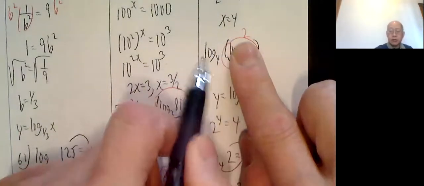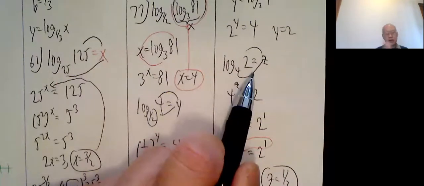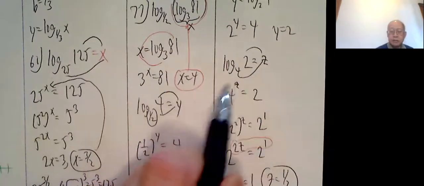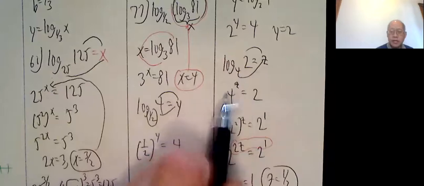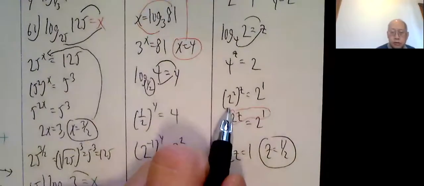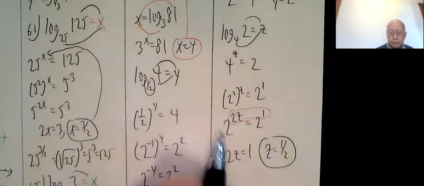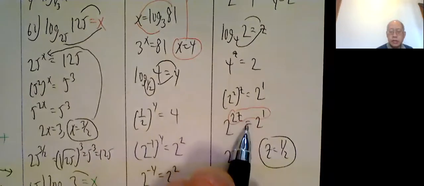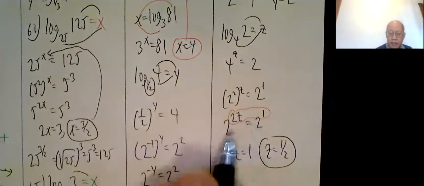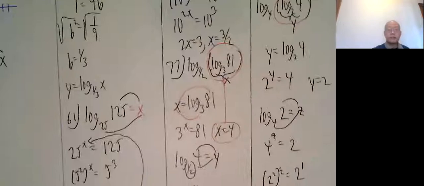So now I'm left with doing log base 4 of 2. I can't use x. I can't use y. How about I use z? Unscramble it. 4 to the z equals 2. Write them with the same base. 2 squared, that's 4, to the z equals 2 to the first power. 2 to the 2z equals 2 to the 1. Same base, so now I equate the exponents. 2z equals 1, z is equal to half. Okay. All right, so that was section 10.3.